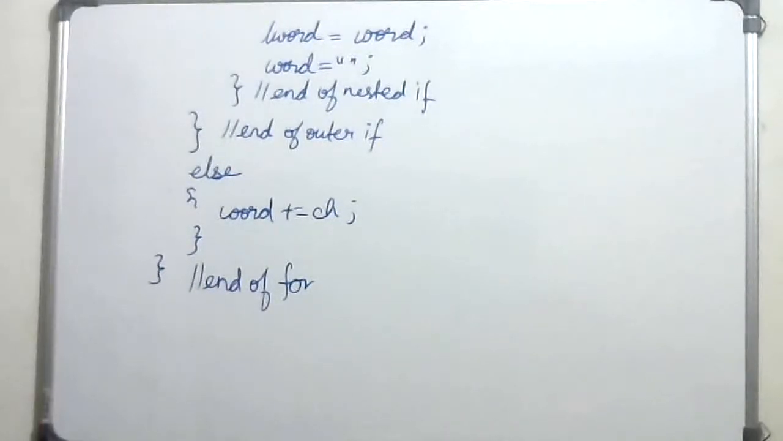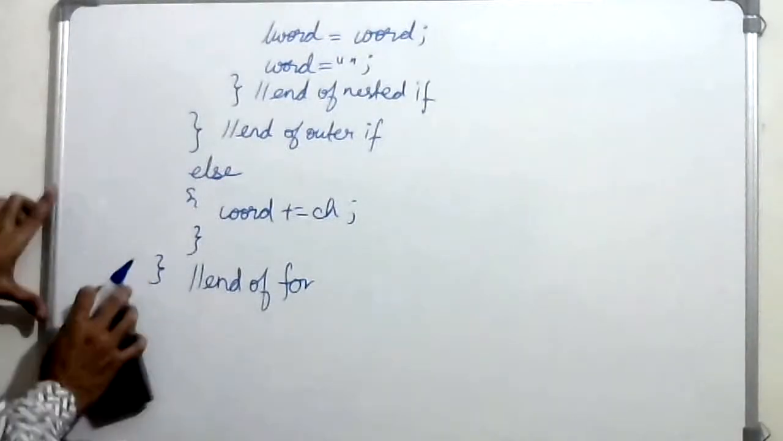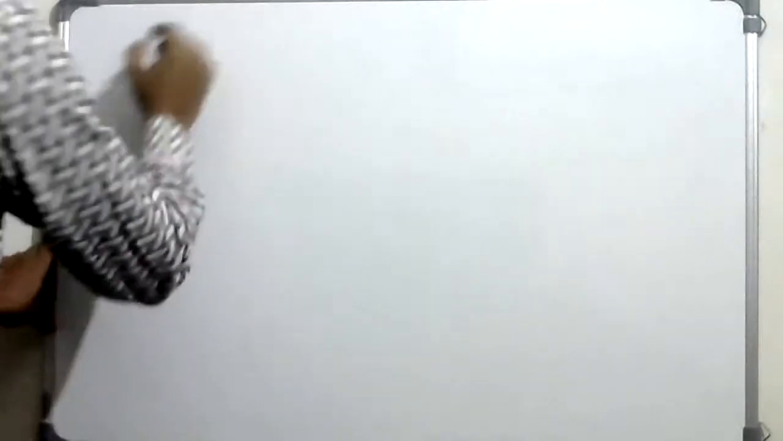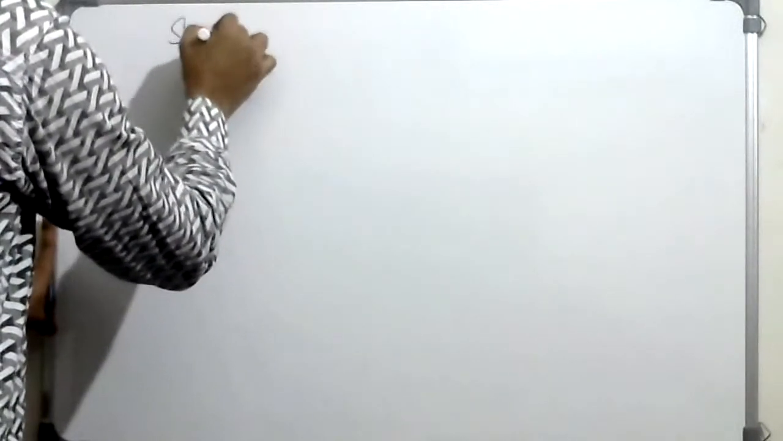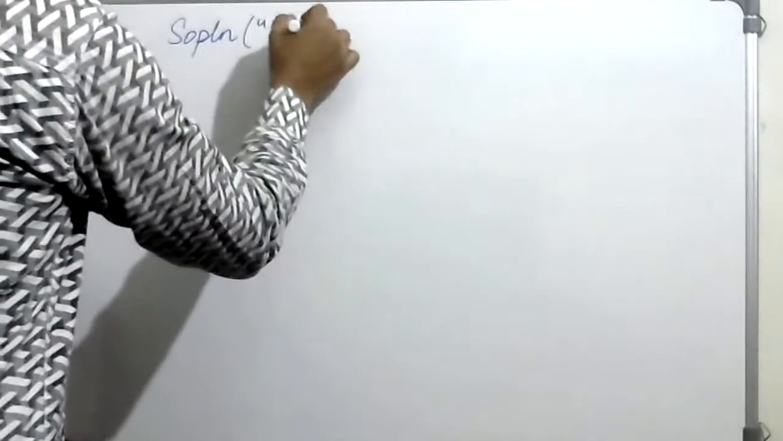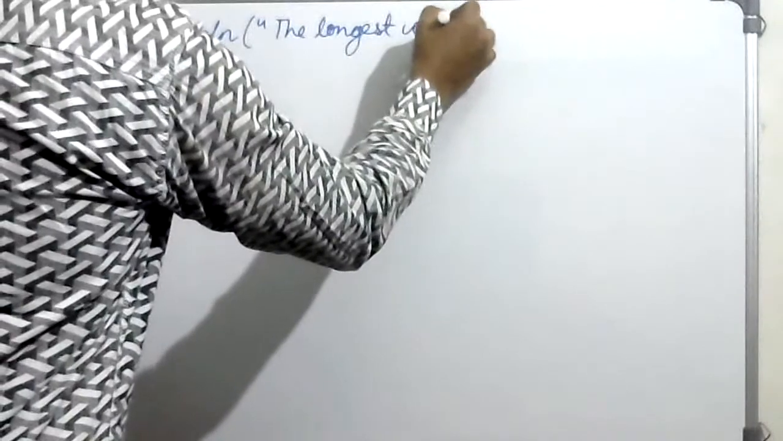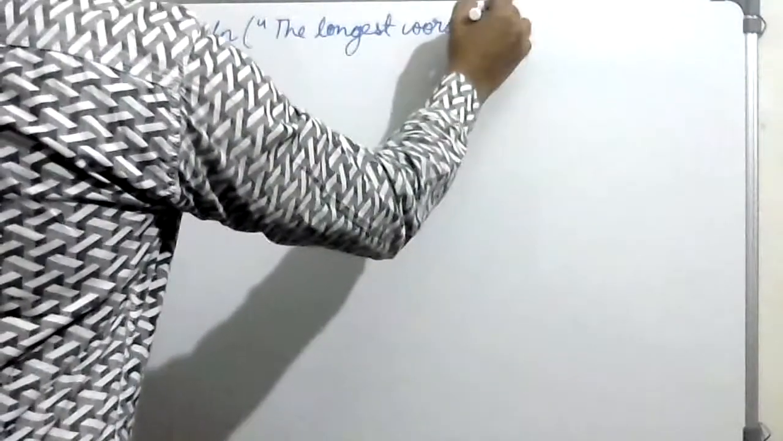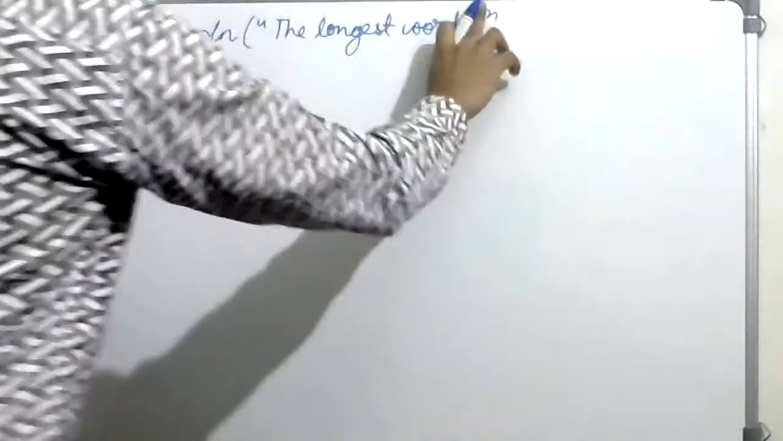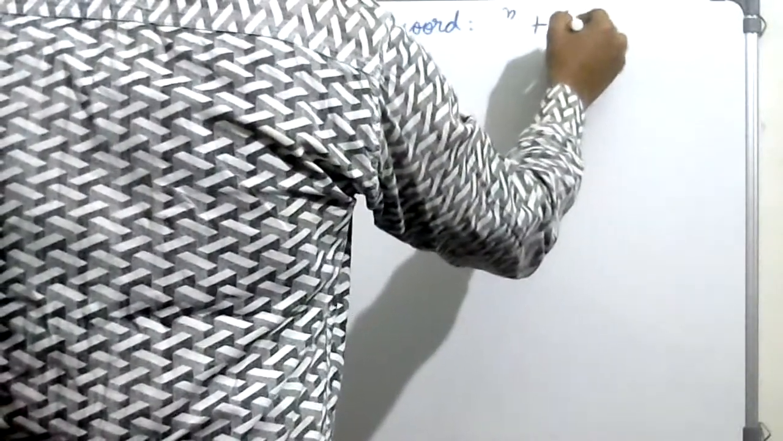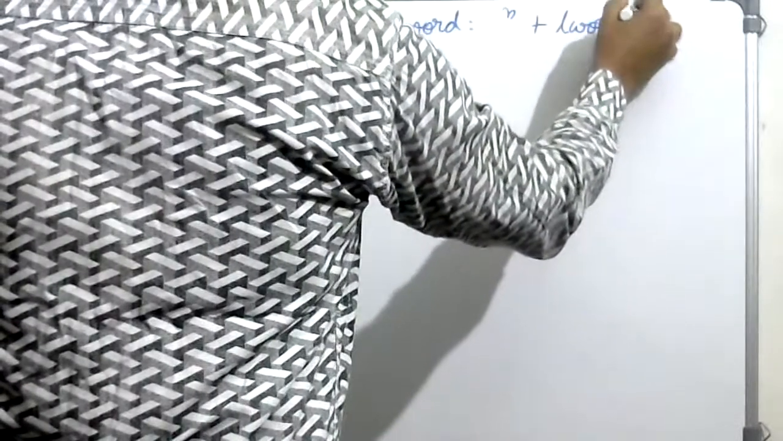Now, we simply have two things to do. So I'm again rubbing out this whole thing. So once the for loop ends, we already have the longest word. We'll simply do SOP-ln, "The longest word ", there's a space after that, plus we display the value of Lword.